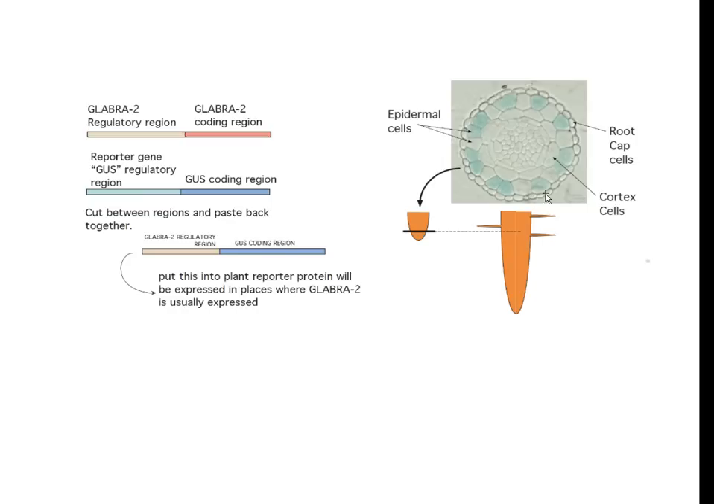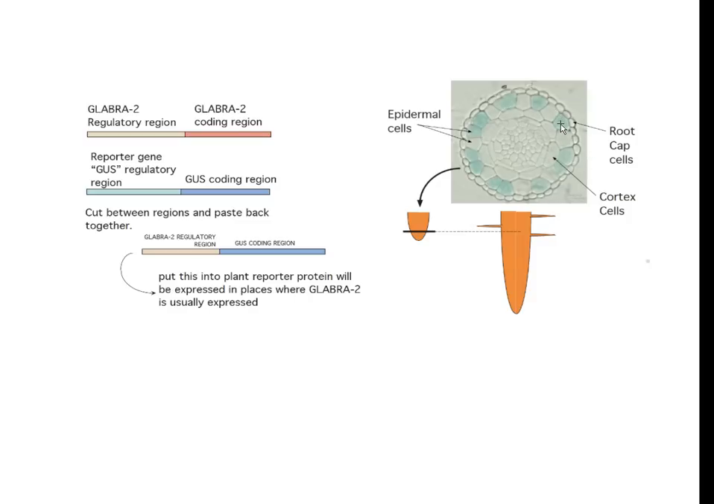Point out that this outer layer is the root cap, present only at the very tip of the plant, and this is a picture of the very tip of the plant. This is a picture of when the determination of cell fate occurs, because that's when glabra is expressed. And again, only much later in this cell's lifetime does it actually begin to form a hair or not form a hair.